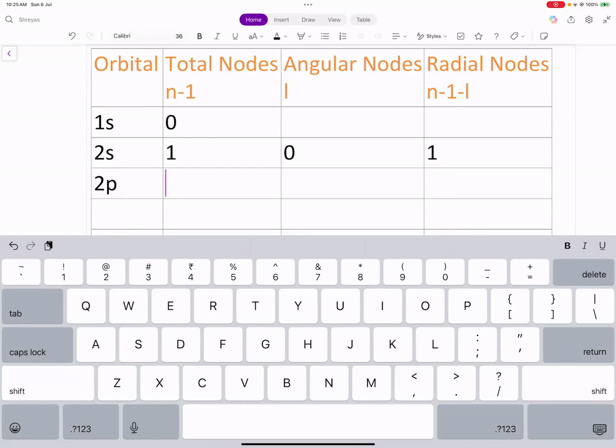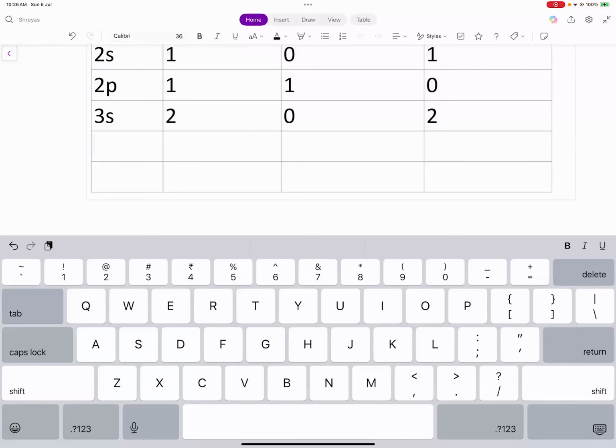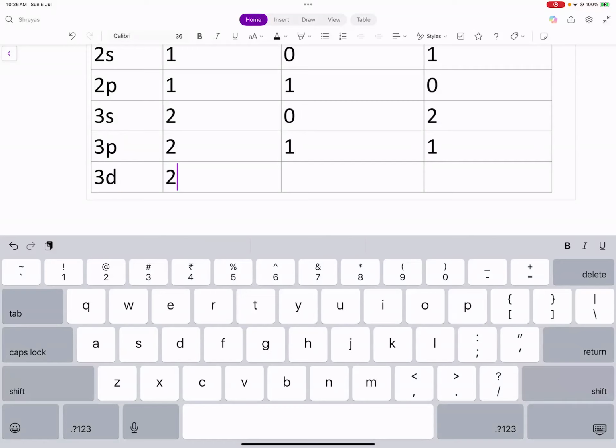Then I have 2p: total node is 1, angular node is 1, radial node is 0. Then we do 3s, total nodes 2. s orbital will always have 0 angular nodes, all of them will be radial nodes. And 3p: total nodes 2, then angular node will be 1 and 1 radial node. 3d: total nodes 2, angular nodes 2, radial nodes 0.